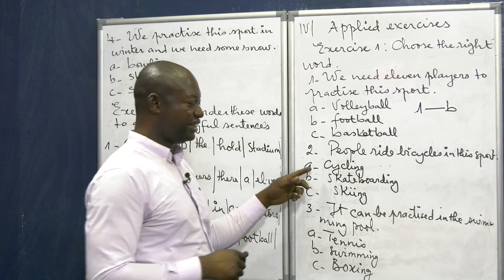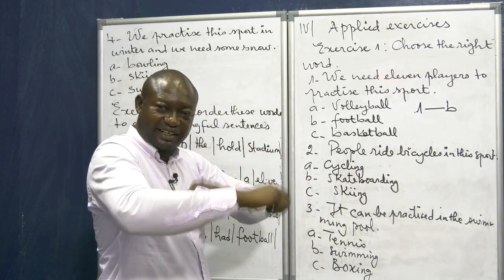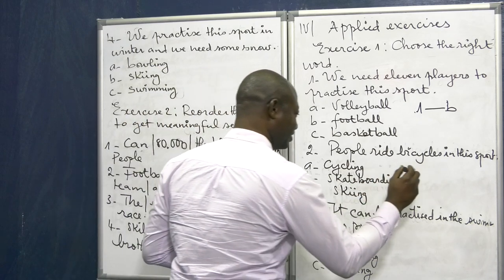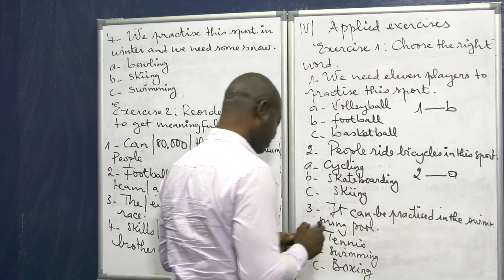The correct one is A, cycling. Okay, we have bicycles, cycling, cycling. So let's write 1 and A.